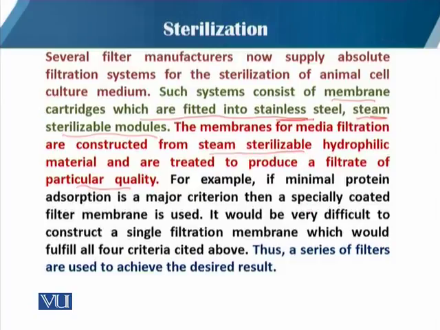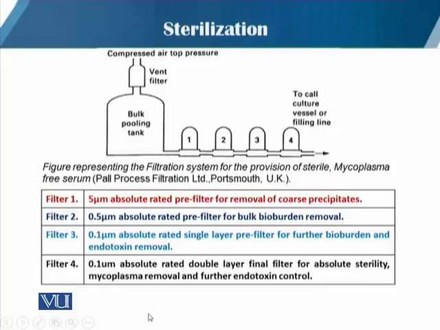It would be very difficult to construct a single filtration membrane which would fulfill all four criteria we discussed in our previous slide. Thus a series of filters is used to achieve the desired result. As you can see in this slide, there is a series of filters. Here is a bulk pooling tank, the vent air, because there is pressure and vent, and then filter 1, filter 2, filter 3 and filter 4.